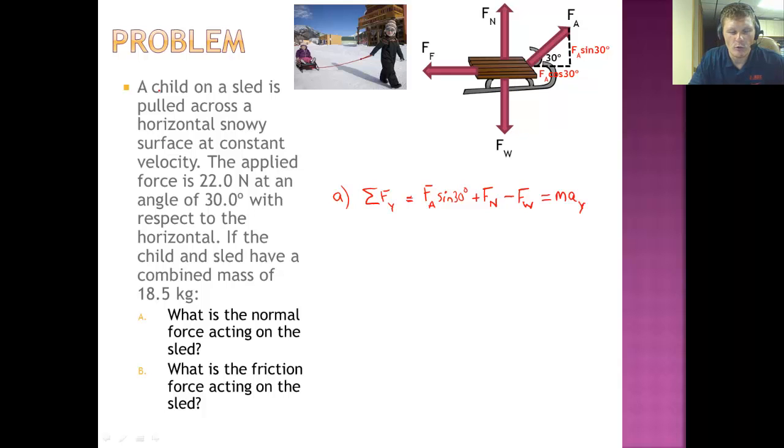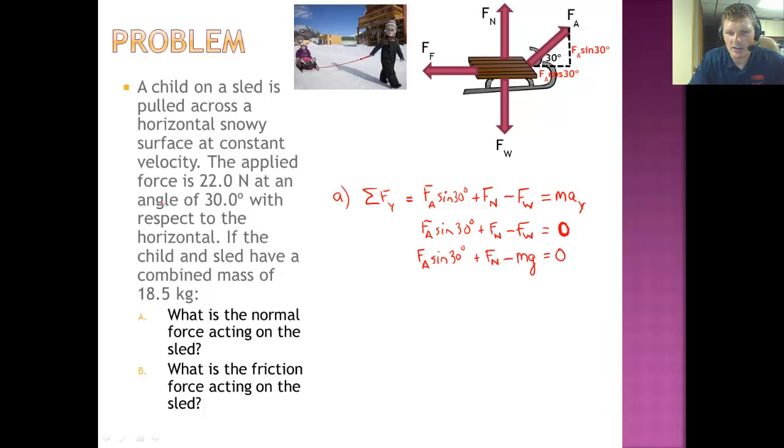There are two very important words in the problem description. You may have run across them: constant velocity. Whenever we're dealing with constant velocity situations, you need to recognize that the acceleration will be zero in both the vertical and the horizontal direction. So my ma sub y term can be rewritten as simply 0 in this situation. And because the weight force is defined as mass times gravity, I will rewrite this equation just one more time.